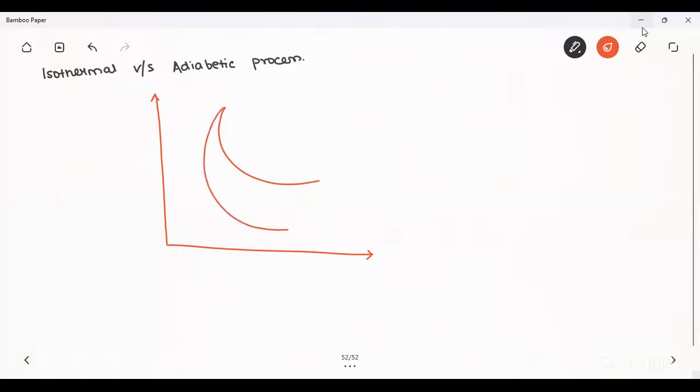See, this is a PV graph. This is an isothermal process. This is an adiabatic process. Now you will ask me, ma'am, in this graph, why is isothermal above adiabatic? To get this answer, you have to see tomorrow's whole lecture, including the extra class I am telling you. But for now, just trust me that isothermal will be above and adiabatic will be below.